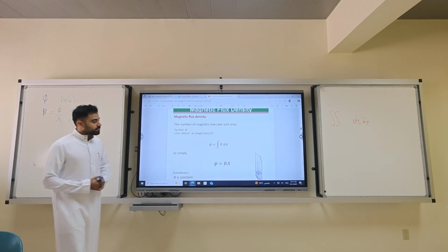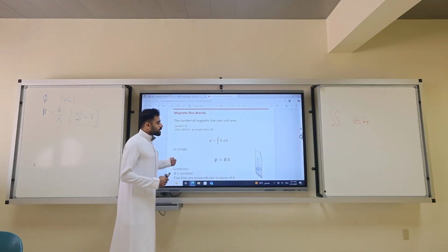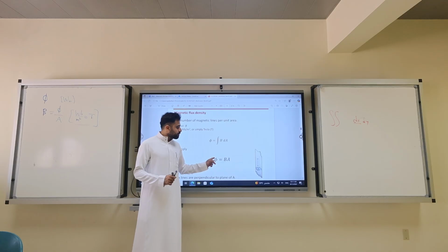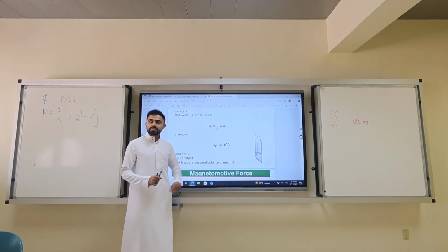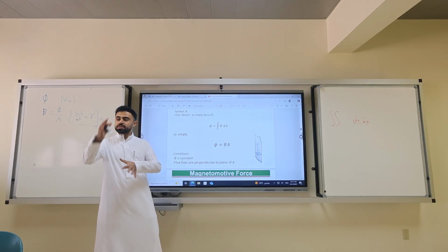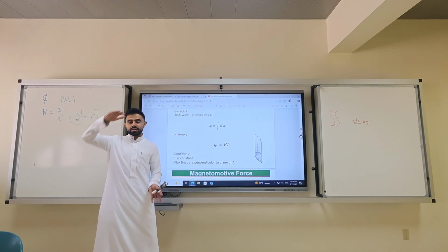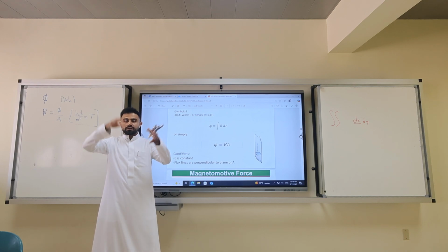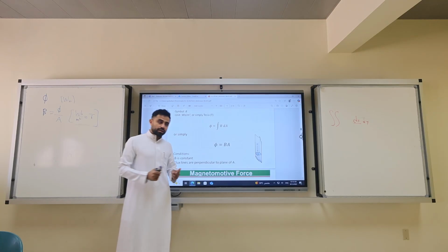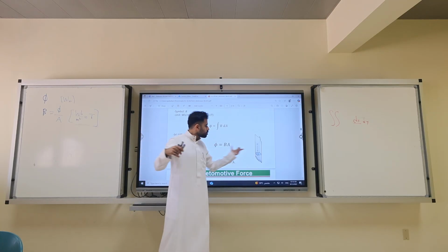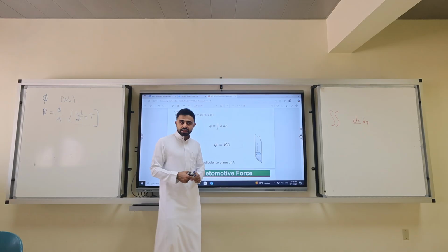It's not only that. If the flux goes perpendicular, the equation B equals phi over A is true. But if B is not constant, for example the magnetic flux changes with time, like MRI. You know the MRI in the hospital? What it does, it rotates, right? It changes the magnetic field to do magnetic imaging. Or if the flux lines are not perpendicular, if they come at an angle, you can't use this formula. For the purpose of this course, we're going to make these two assumptions.